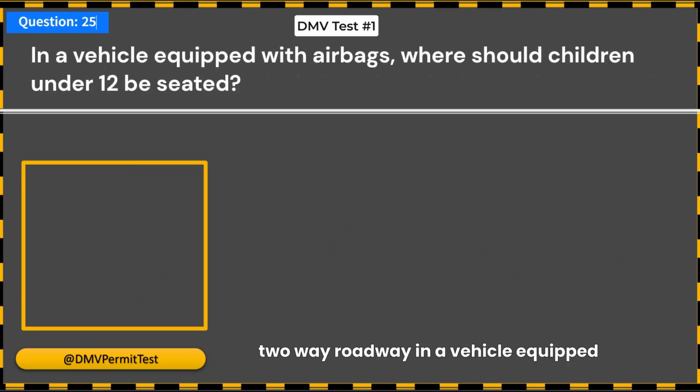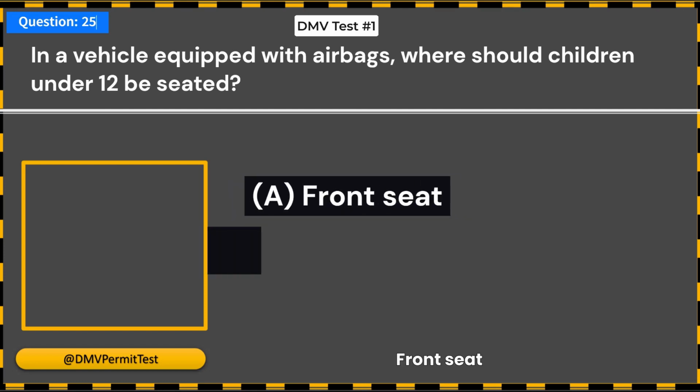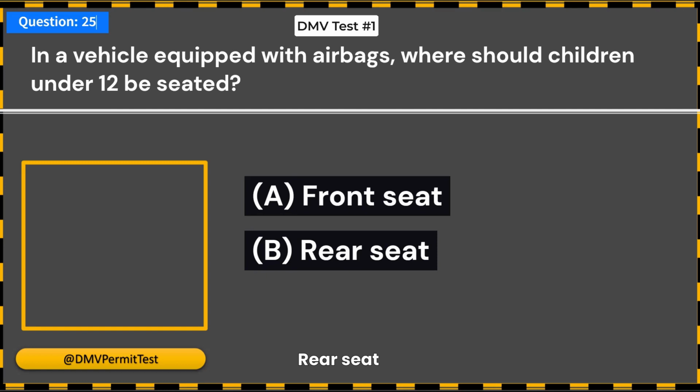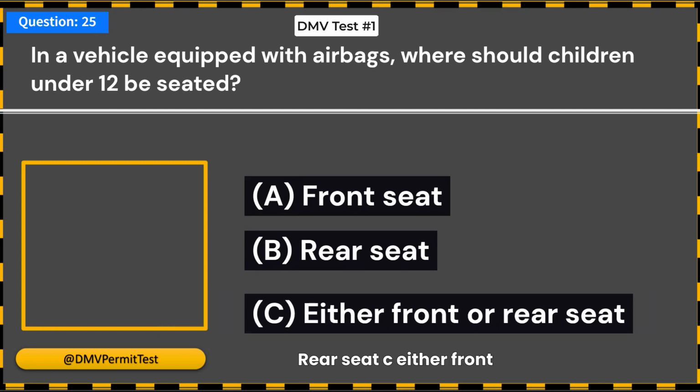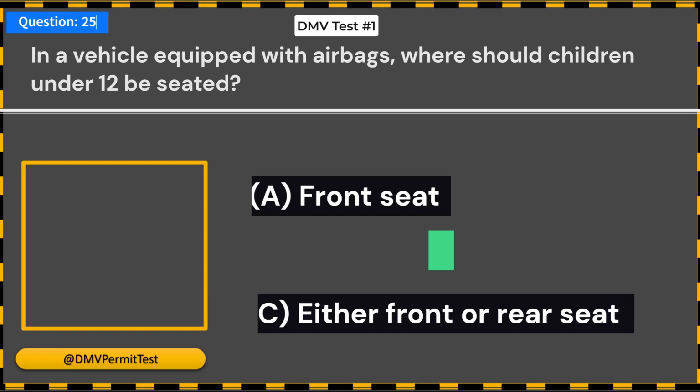In a vehicle equipped with airbags, where should children under 12 be seated? A. Front seat. B. Rear seat. C. Either front or rear seat. Correct answer, B. Rear seat.